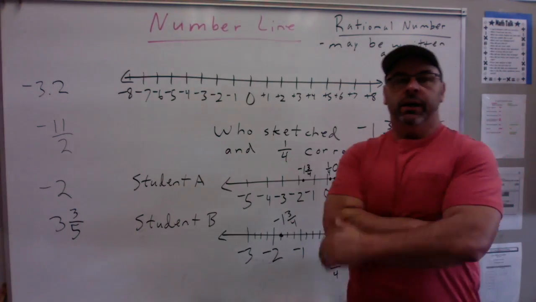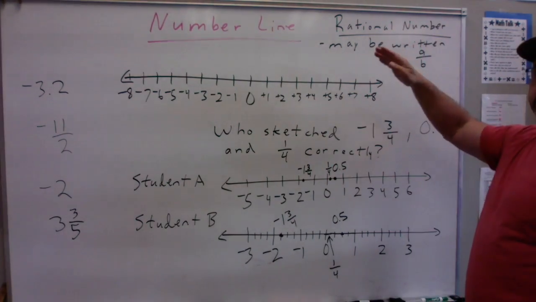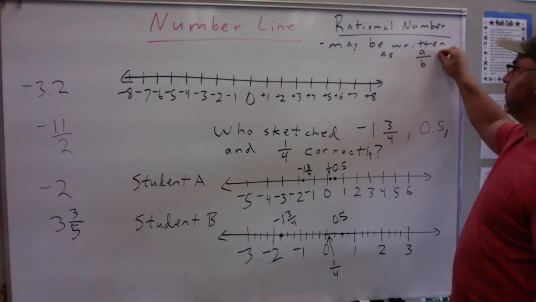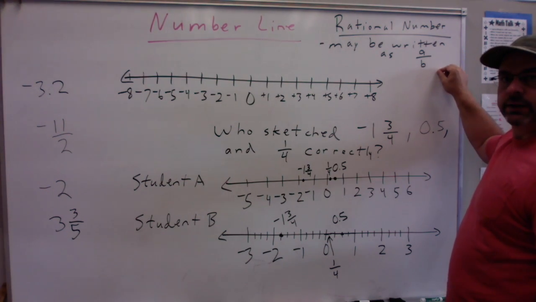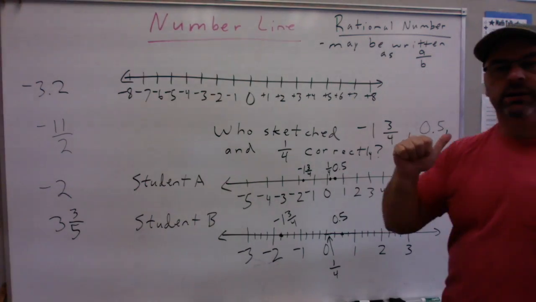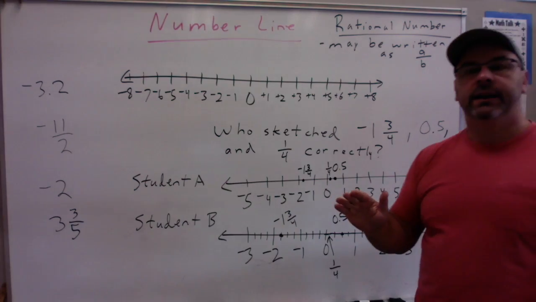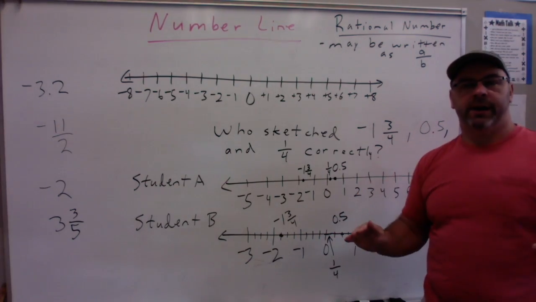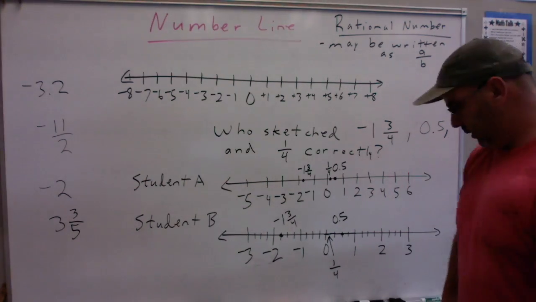And today we're going to talk about graphing numbers on a number line and what that looks like. So the first thing we're going to learn is some vocabulary. A rational number is a number that may be written as a number over another number. In other words, it can be written as a fraction. Okay? Rational numbers include decimals, include fractions, anything that can be written as a fraction. If it can't be written as a fraction, it's not rational.